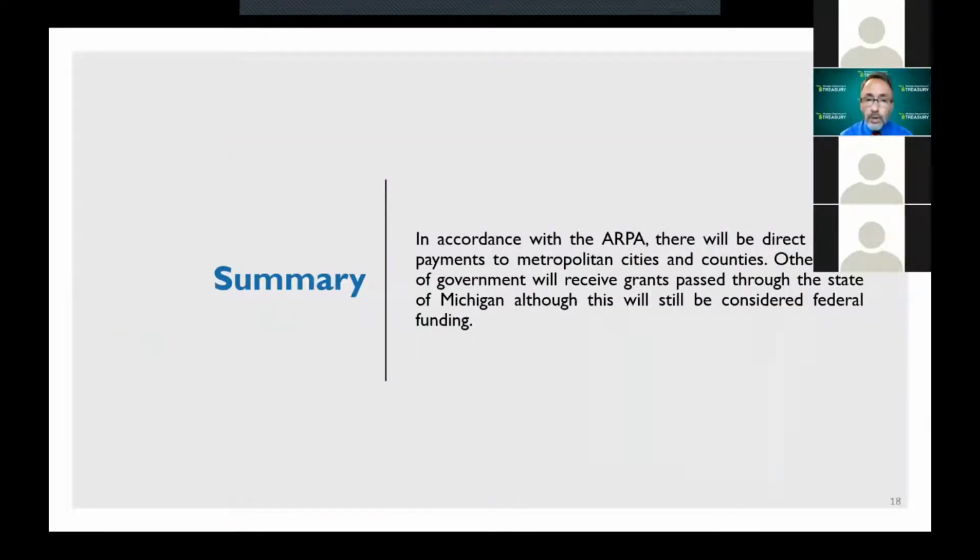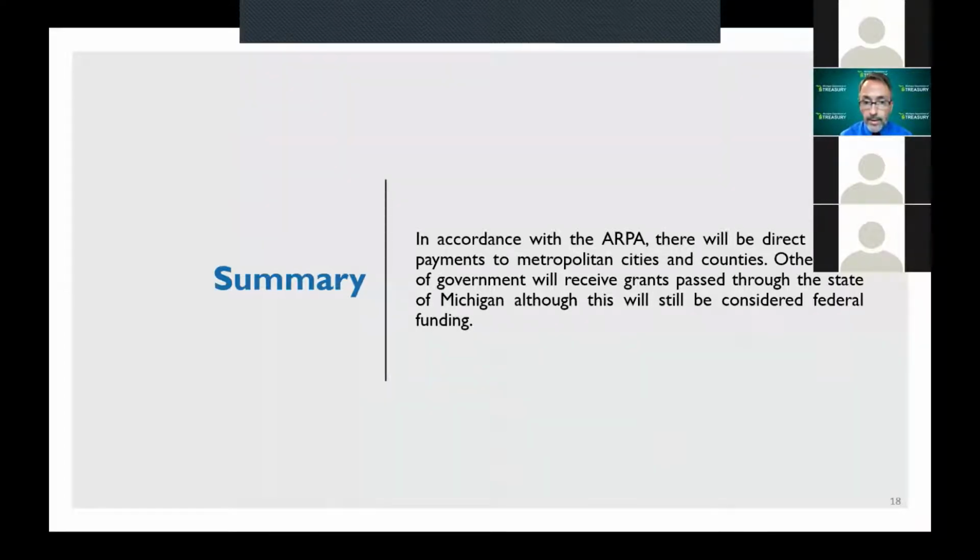Okay, so I'll call the American Rescue Plan Act ARPA. I'm thinking that's probably what we're all going to call it in the future. There will be direct federal payments to metropolitan cities and counties. All other units of government will get pass-through payments from the state of Michigan. Metropolitan cities are defined in the ARPA Act, Section 603, subsection G, subsection 4.